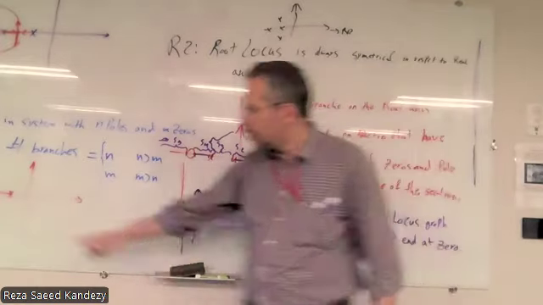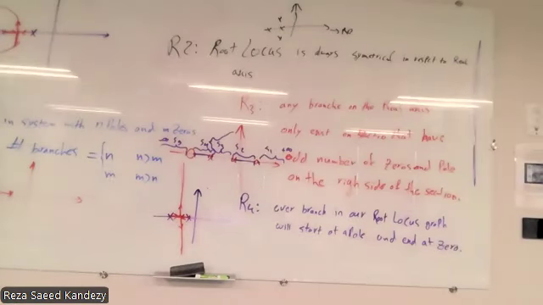Correct? Here, we have 2 zeros, 1 pole. n is 1, m is 2. 2 is bigger than 1, so we should have 2 branches. 1, 2. Here, 2 zeros, 2 poles. The bigger number is 2. 1, 2. Are we good?